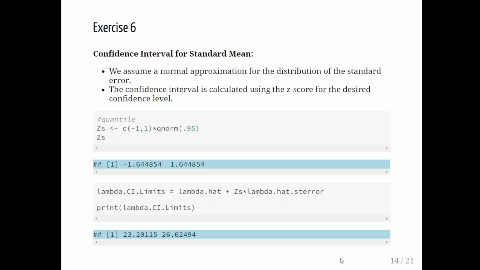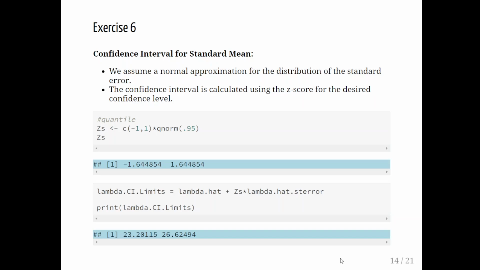Okay. So for the confidence interval for the sample mean, we assume a normal approximation for the distribution of the sample mean. The confidence interval is calculated using the z-score for the desired confidence level. So just set up the z-scores there. It's -1 and 1 times the quantile of 0.95. Remember, we're asked for a 90% confidence interval, so that's why we're using 0.95. It's not a 95% one. Anyway, those are our quantiles, minus 1.644 and plus 1.644. Essentially, this c(-1, 1) times qnorm just facilitates the plus or minus. That's it. Okay, so we have them there as z's.